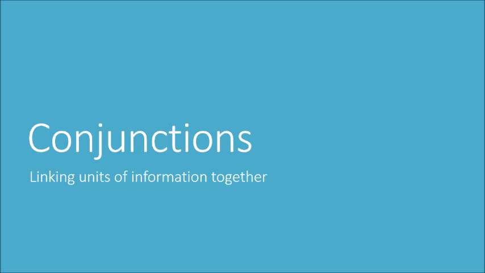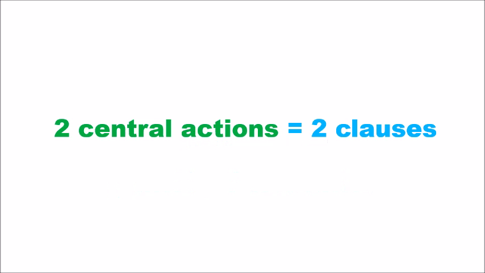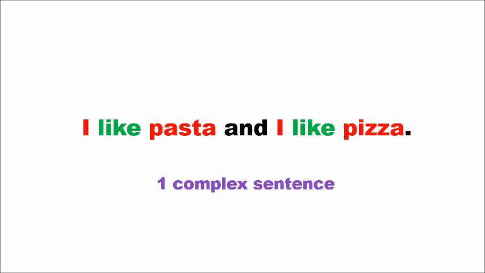Let's make a start. As a quick review, so far we've looked at a clause. A clause is what we call a unit of meaning within a sentence, and that means something that makes sense. So far, we understand that we can have central actions in a sentence, which is what really constitutes a clause. So if there are two actions in a sentence, it's likely that there's going to be two clauses. If there are two or more clauses in a single sentence, we call this a complex sentence, and this is what we want to encourage in written language.